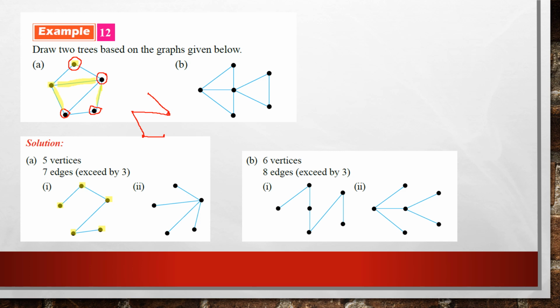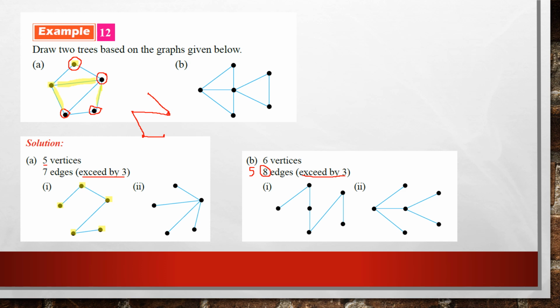So here is the example given, 6 vertices. So the total edges you have is 8. So that means you have to eliminate 3 edges. Just now you had 5 vertices, so you eliminate 3 edges. Now you have 6 vertices, so you are supposed to only have 5 edges, so you have to eliminate 3. So you can think how you want to draw.